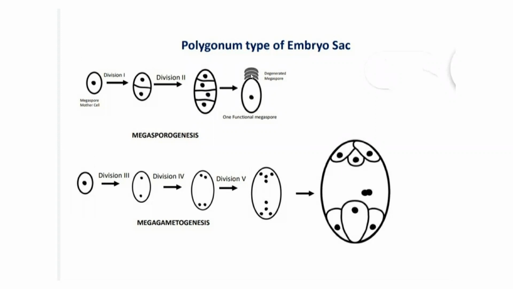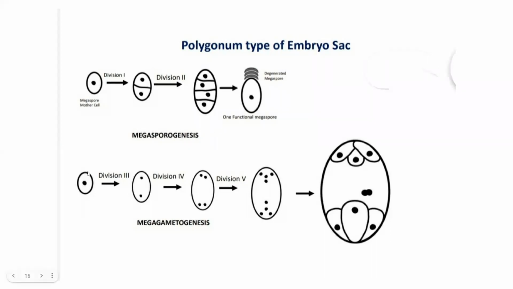Of those four, the upper three degenerate and only the lower one is the functional megaspore. It is located at the chalazal place, so that's why the chalazal megaspore is functional, and the remaining three towards the micropylar end degenerate. The functional megaspore nucleus divides mitotically into two nuclei.